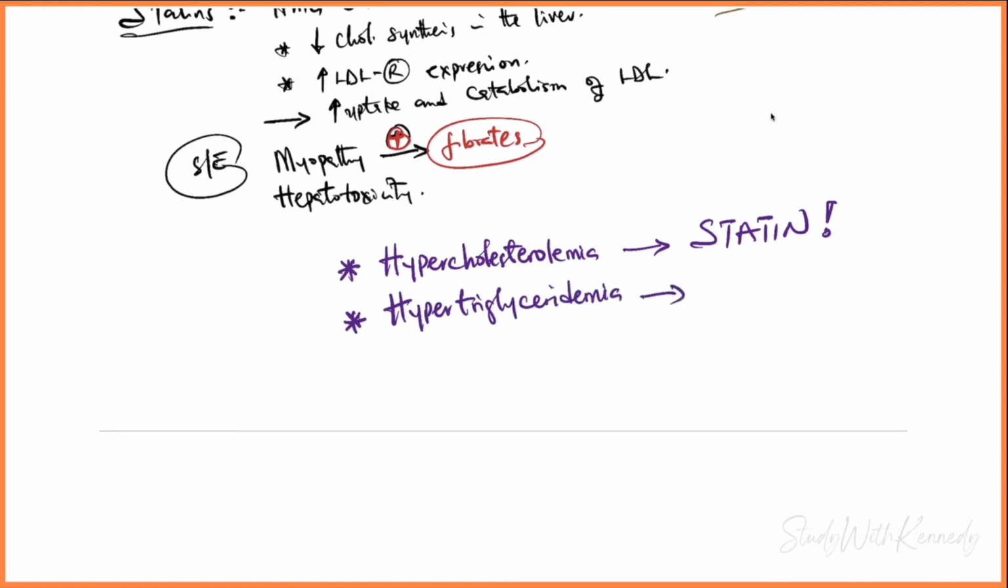Every patient with hypertriglyceridemia gets a fibrate. You cannot make a mistake with these two. Always on the exam, you will see a question on it the very next time you practice pathology or pharmacology questions on this subject.